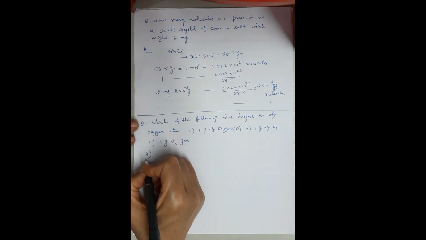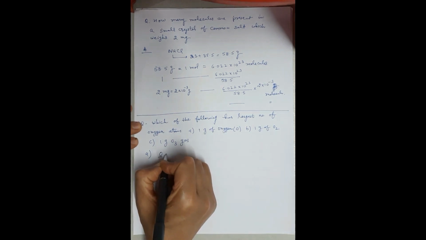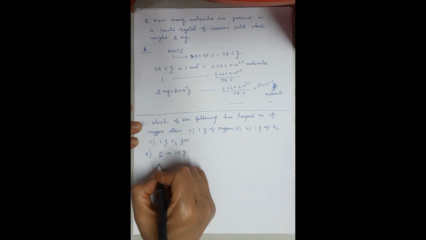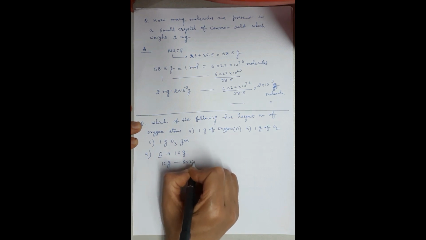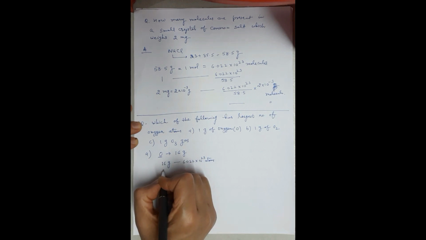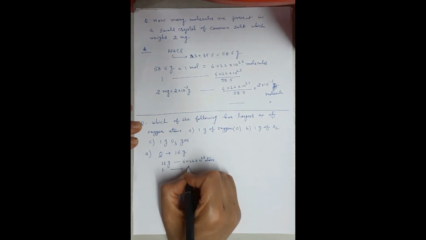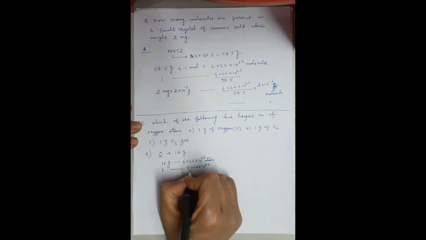The first case. Here they are talking about single O. What is the mass of single O? Single O is 16 grams. So 16 grams contains 6.022 × 10^23 oxygen atoms. And how many atoms are present in 1 gram? It is 6.022 × 10^23 divided by 16.